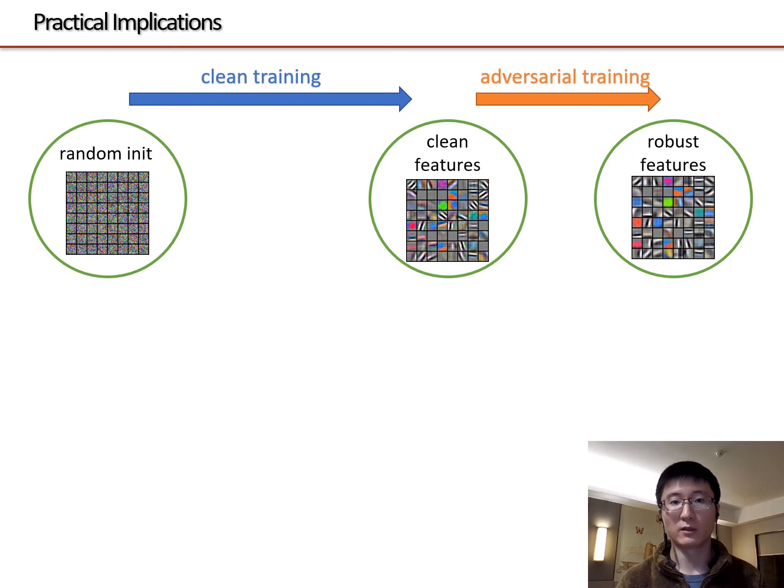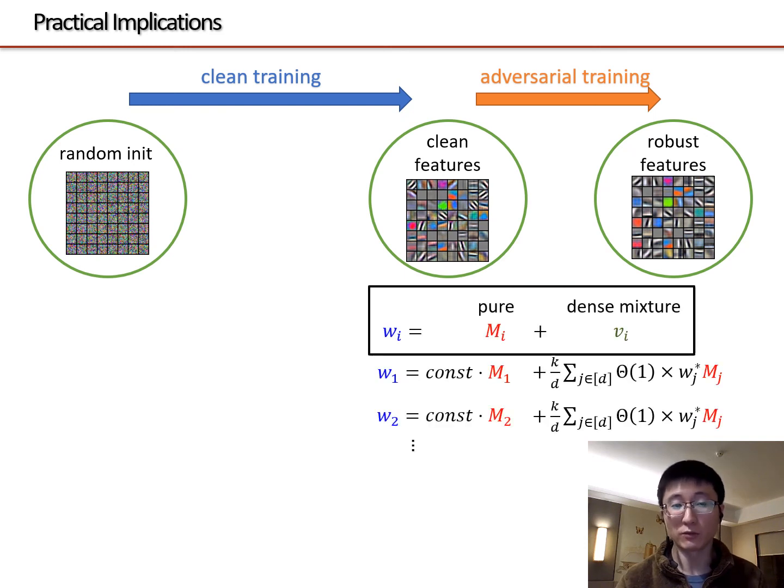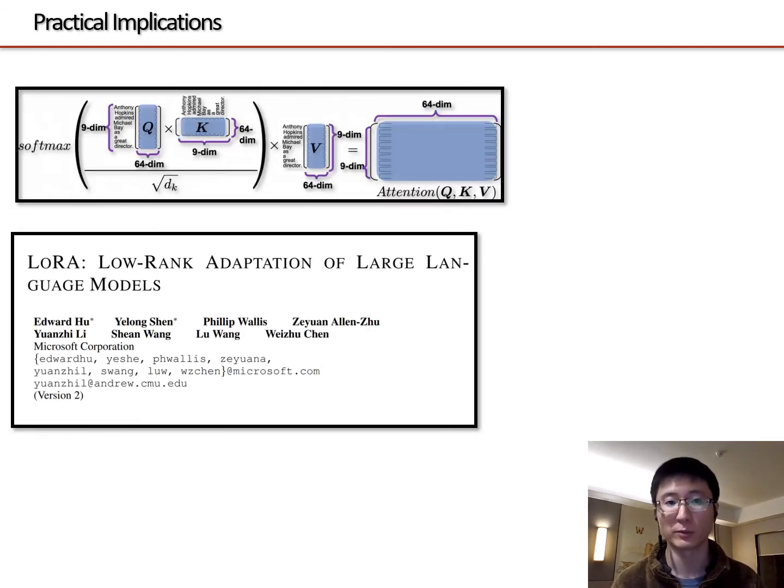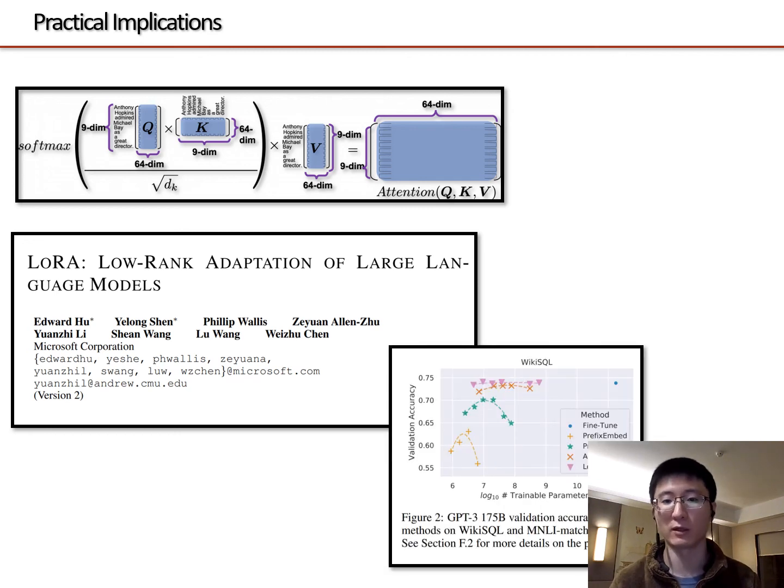For instance, today I showed you that the difference between clean features and robust features is so small, and in particular, it's even a common direction across different neurons. So this means if you have a clean model, one thing you can do is to make a low rank update and to only train that low rank part to make it robust. And we found out that it works very well in practice. We even applied this to natural language processing data sets, like transformers. And with my colleagues at Microsoft, we applied it to GPT-3 and it works very well.